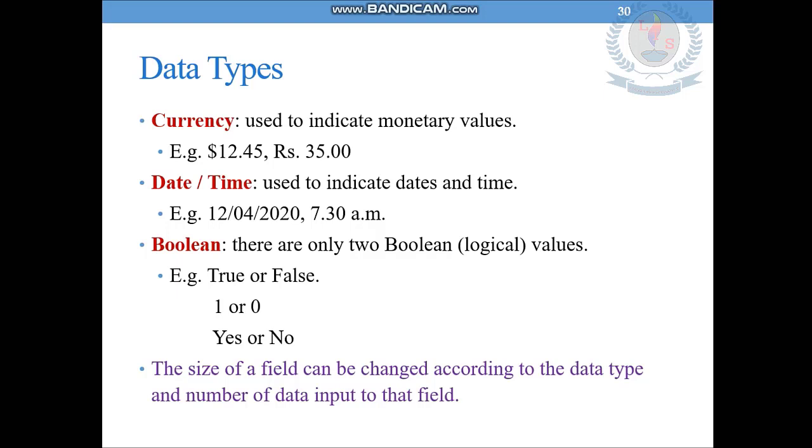There are only two Boolean values. These Boolean values we call logical values. So we can consider true or false, or else 1 or 0, or yes or no. These kinds of categories we can take under Boolean. The most important thing is that the size of a field can be changed according to the data type and the number of data input to that field. So you have to keep those things in mind.